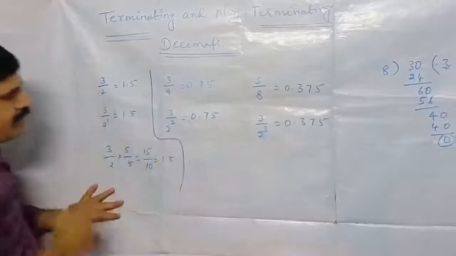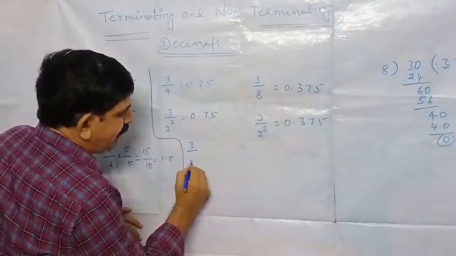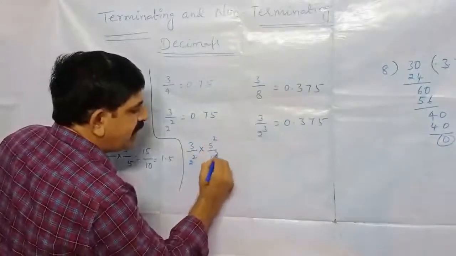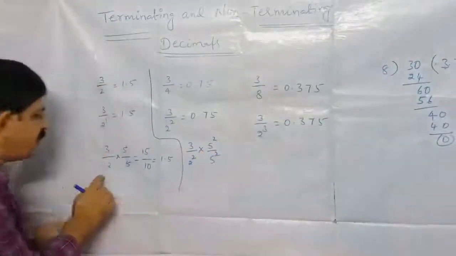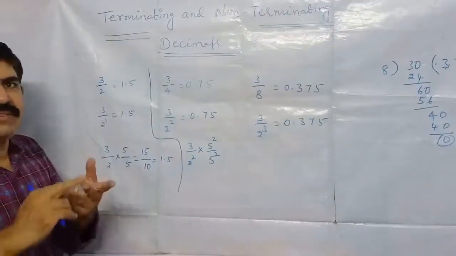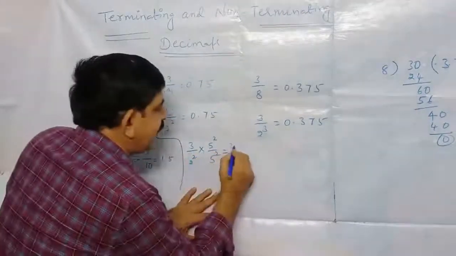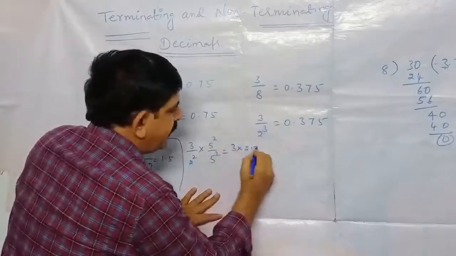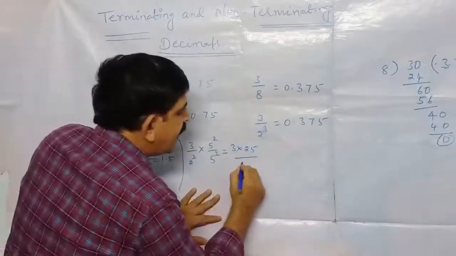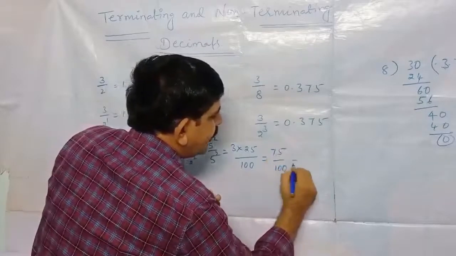Right? Next one, 3 by 2 square. So this 3 by 2 square can be written as into how much? 5 square by 5 square. Why am I writing this 2 square and 5 square, 2 to the power of 1 into 5 to the power of 1? Because to get the decimal, fractions having 10, 100, 1000, 10,000 and so on are in the denominators of the decimals. So this can be written as 3 into 5 square, 25, by 2 square is 4, 5 square is 25, 25 4s are 100. So this is equal to 75 by 100. So that is equal to 0.75.